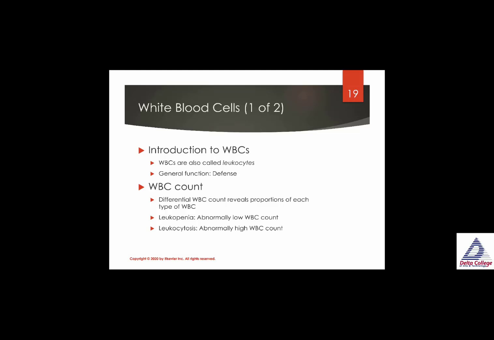Moving on into white blood cells. White blood cells are also known as leukocytes. Their general function is defense, immunity. A differential white blood cell count reveals proportions of each type of white blood cell. Leukopenia means abnormally low leukocytes, or white blood cells. Leukocytosis is abnormally high leukocytes, or white blood cell count.